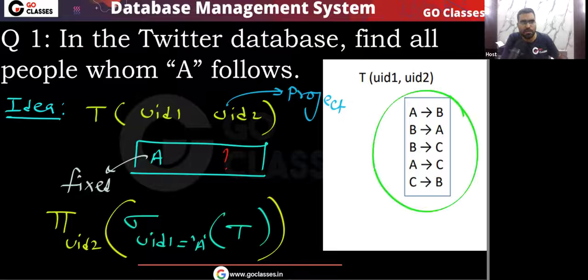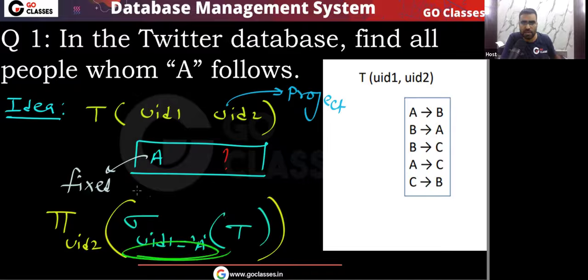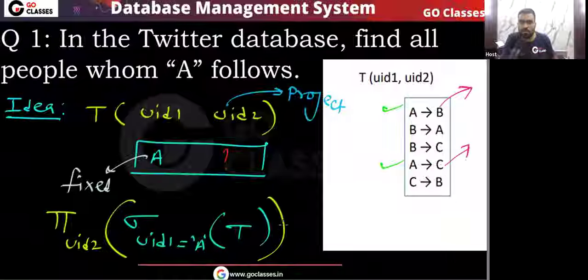Basically, from this table, we will select those tuples where UID1 is equal to A. So this tuple we will select, this tuple we will select, and then we will project these people. These two people we will project. So the answer will be B, comma C. We will project this UID2. Very simple.